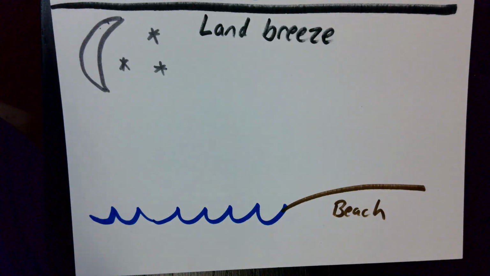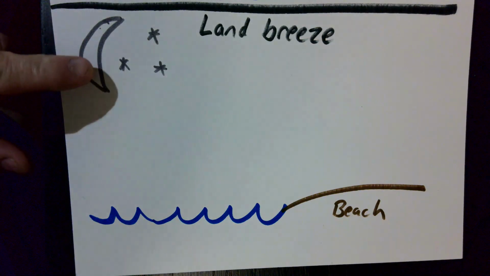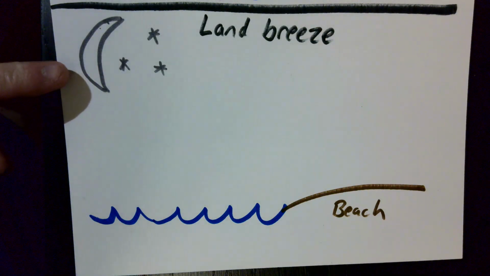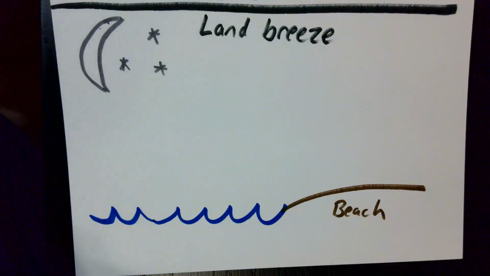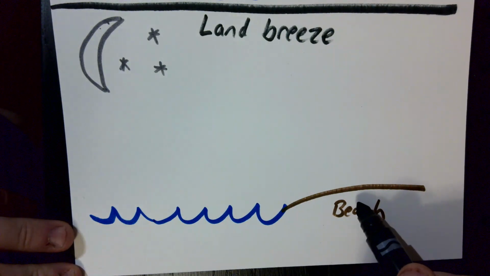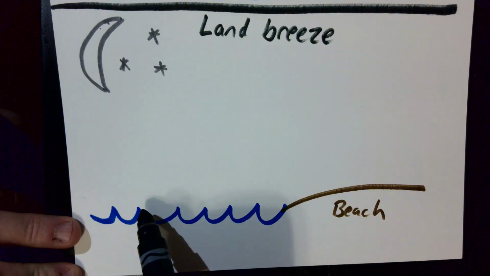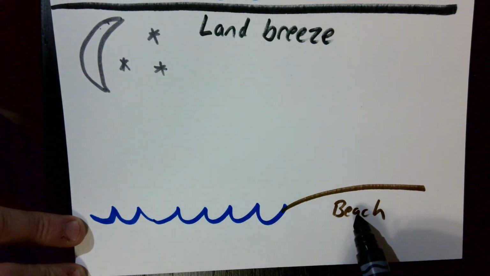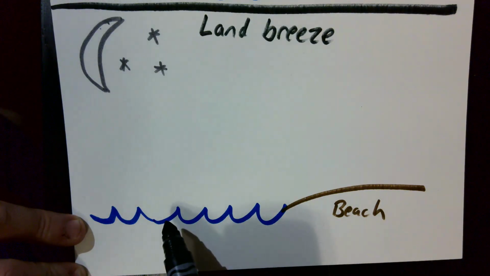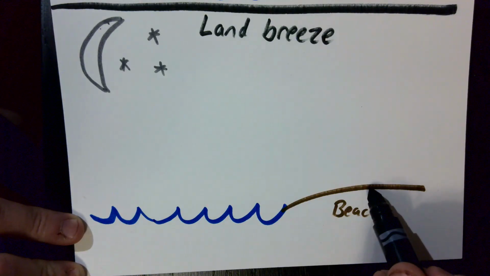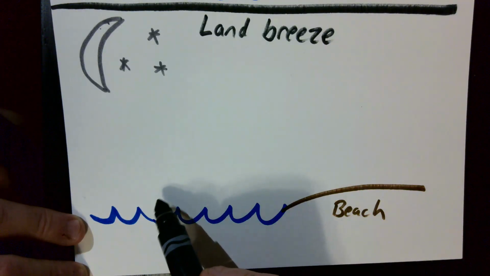Now let's talk about what causes the phenomenon known as a land breeze. Land breeze, now notice it's nighttime. We've got the moon and the stars. Well, at night, the beach cools down a lot more than the water because we know the land changes temperatures a lot more easily than the water. That means this is actually cooler than this right here.